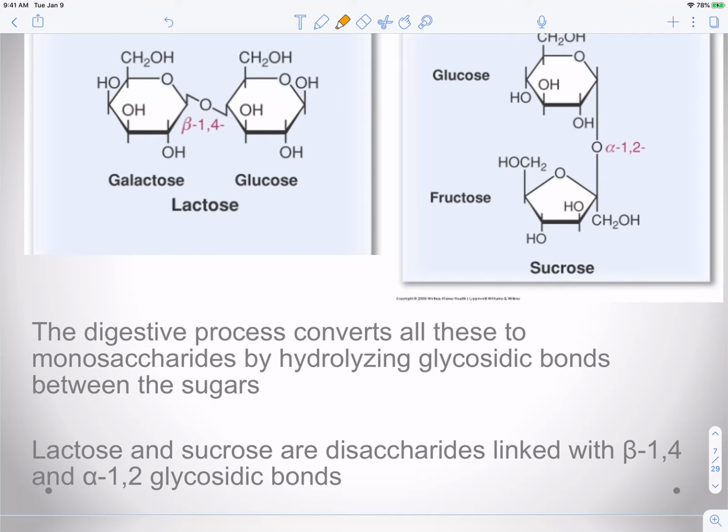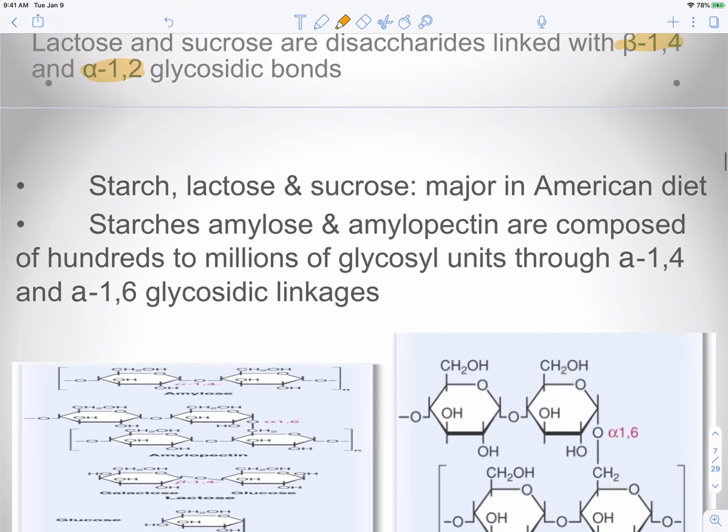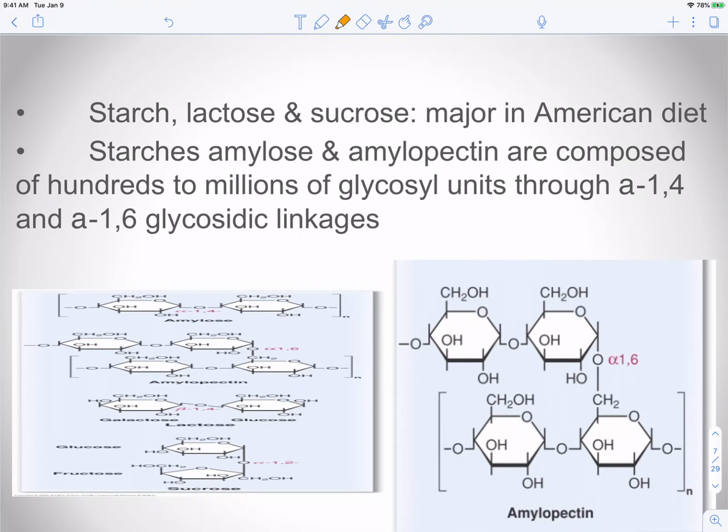So digestive processes are to take all of these complex sugar molecules and break them down into monosaccharides. And this is done by hydrolyzing glycosidic bonds between the sugars. Different enzymes are going to have different specificities with the different sugars. Lactose and sucrose are disaccharides, again, with beta 1,4 and alpha 1,2 glycosidic bonds. This picture over here didn't come over very well, but I think we can still work through this. Okay, so we have starch, lactose, and sucrose, which are important in our diets.